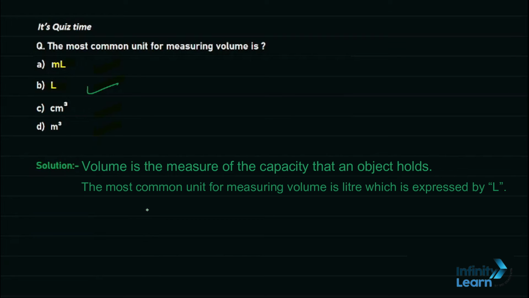So students, milliliter is used to measure any volume that is smaller than 1 liter. Okay students, so whenever the volume is smaller than 1 liter, milliliter unit will be used, and whenever the volume is greater than 1 liter, then normally the liter unit will be used for measuring volume.